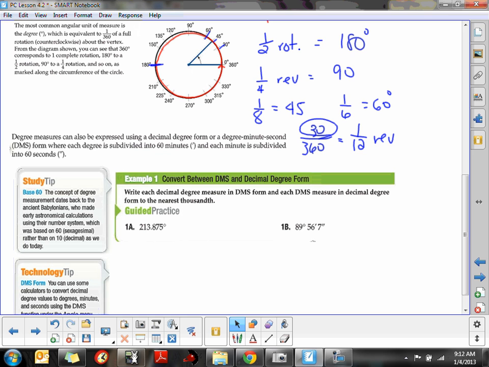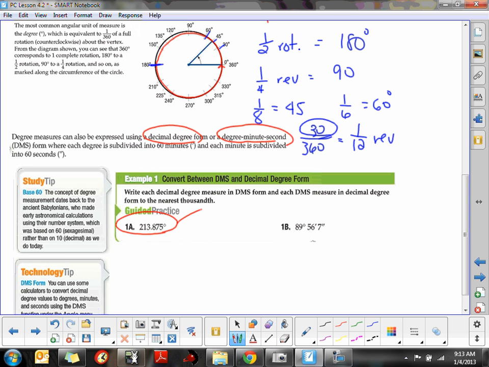What we're going to work on and practice in the first example is converting decimal degrees. When they say a decimal degree, it's going to look like this. We're going to convert that into a degree, minute, second. So we're going to take this and convert it into something that looks like this, where you'll see latitude and longitude a lot of times written this way. And then we're going to go the other way. We're going to be given something in degrees, minutes, seconds, which they call DMS form, and we're going to change it back into just a decimal form.